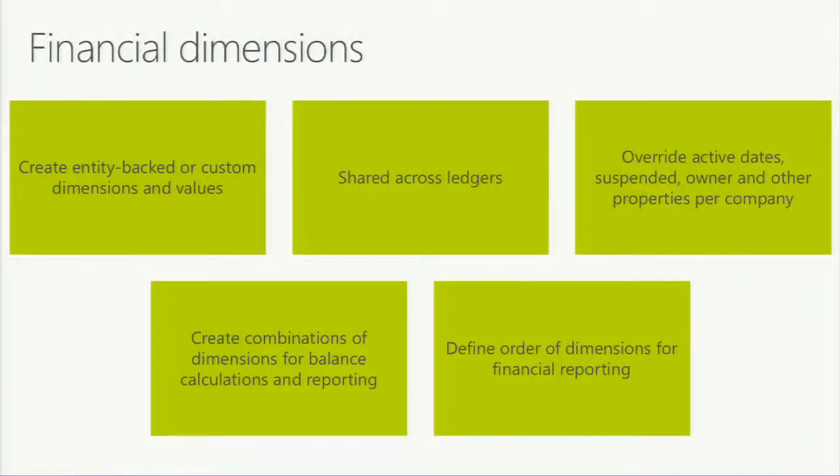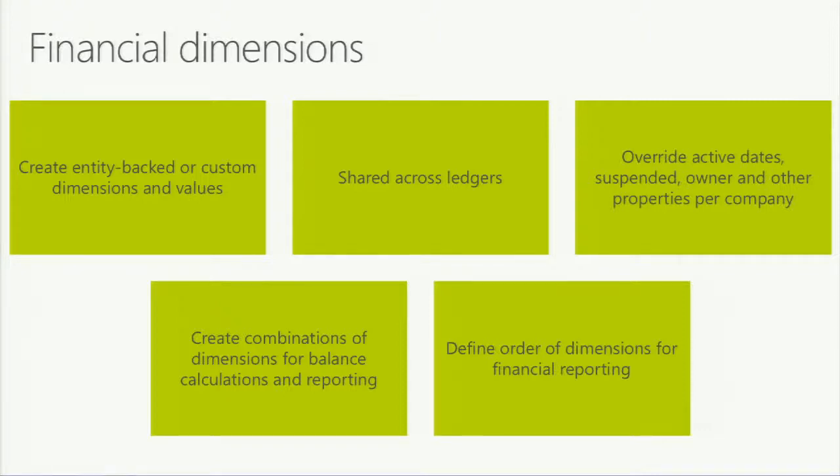So once you have that shared setup of main accounts, now it's time to talk about financial dimensions. And there are two types of financial dimensions in AX. We have what are called entity-backed dimensions, and we have custom dimensions. And the custom dimensions are where you need to define the dimension name and all the values. Okay? An entity-backed dimension is going to be backed by something, an entity that's already in AX. So think about vendor, customer, project. Those would be examples of entity-backed dimensions.